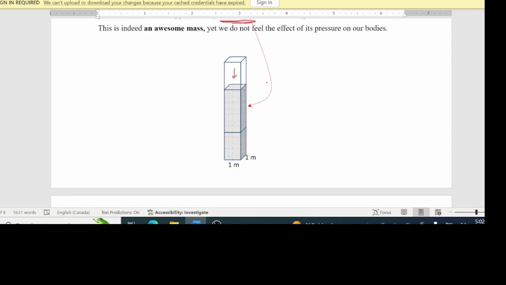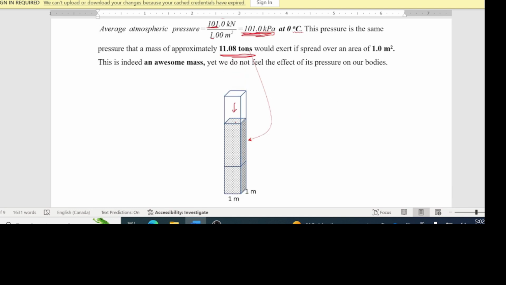Look, if I make a box that is 1 meter by 1 meter and I put inside something, a fluid, sand or something that is weighing 11.08 tons, that is the mass of air that's pressing down on the Earth's surface, that has an area of 1 meter by 1 meter. So that's an awesome mass. So point is this now.